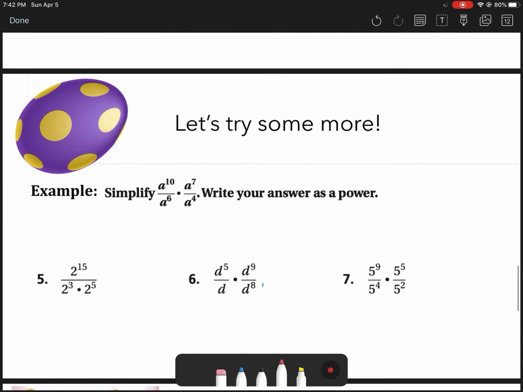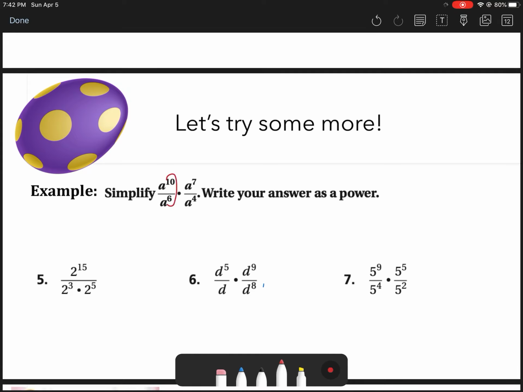Okay, we got a few more here. Let's take a look at the example. Simplify a to the 10th divided by a to the 6th times a to the 7th divided by a to the 4th. There's really two different ways that you could do this problem. You could either use the quotient of powers property first and then products, or products first and then quotients. I think it's easier if we do quotients first.